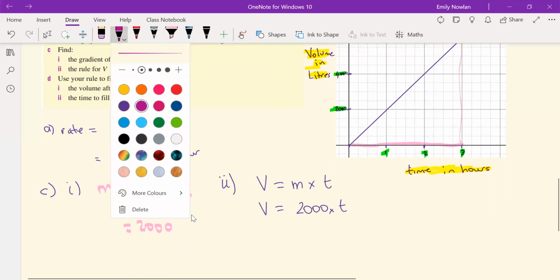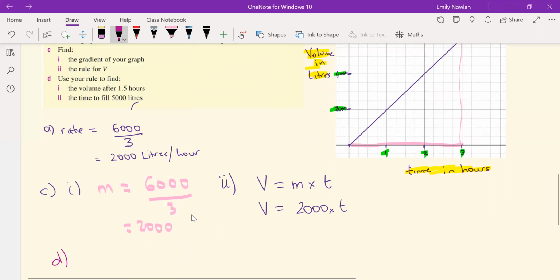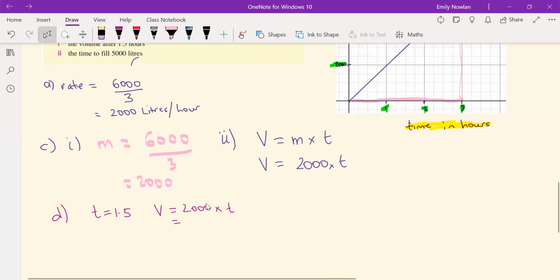So question D, use the rule to find the volume after 1.5 hours. That means we want to let T equal 1.5. So this is our rule, V equals, well, not M, sorry, we know what it is. It's 2,000 times T. So it's 2,000 times 1.5. And you can't do that in your head. You get your calculator and you go 2,000 times 1.5, and that gives you 3,000.